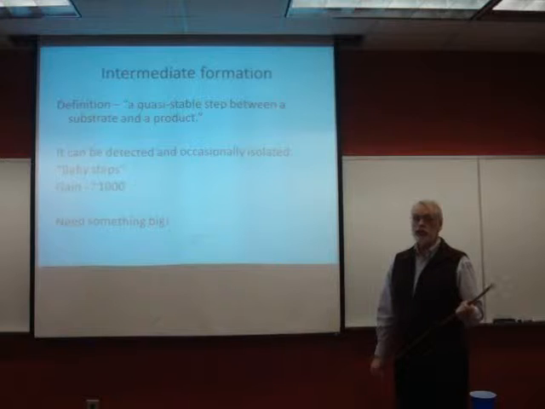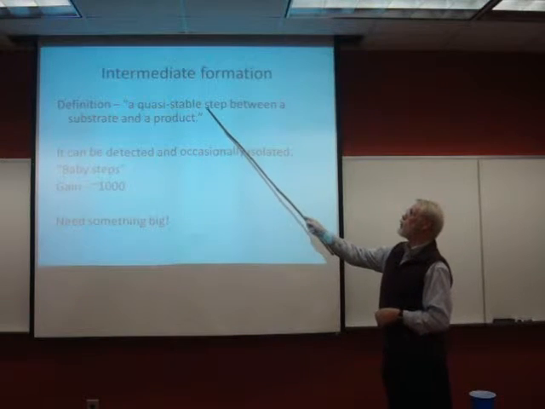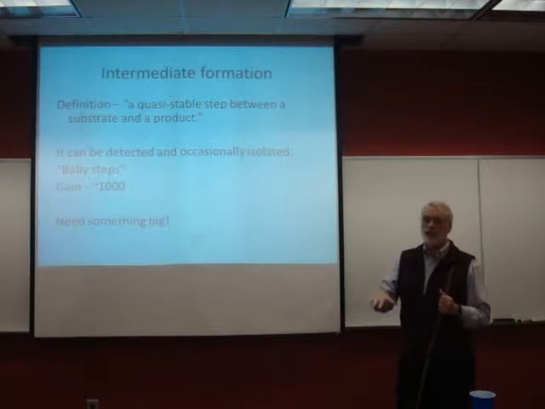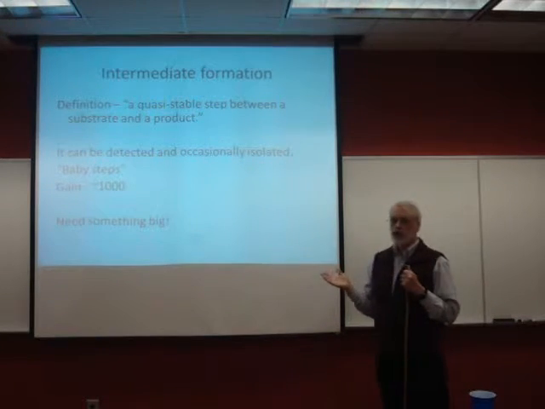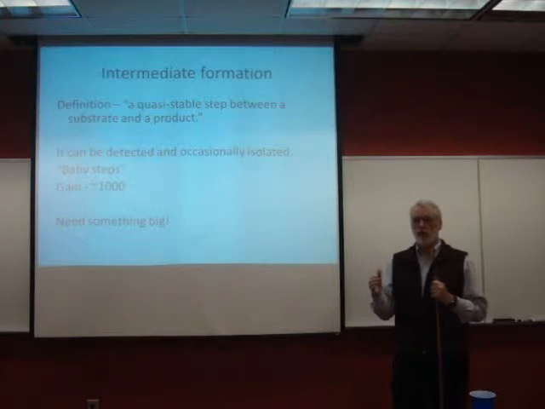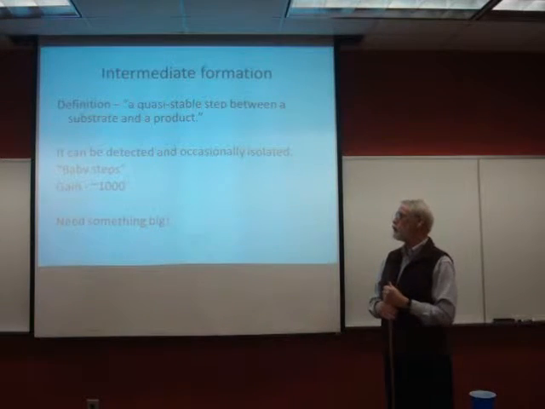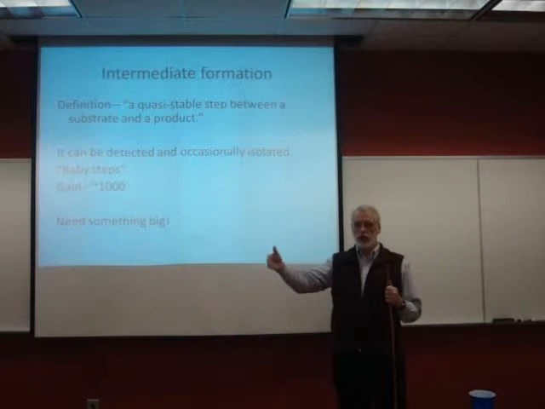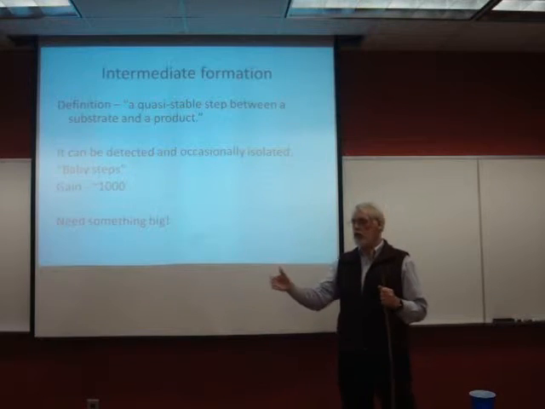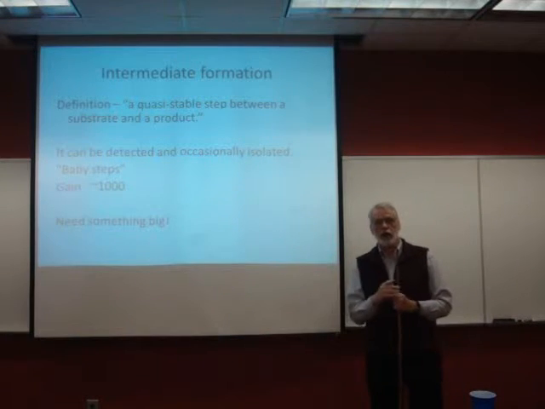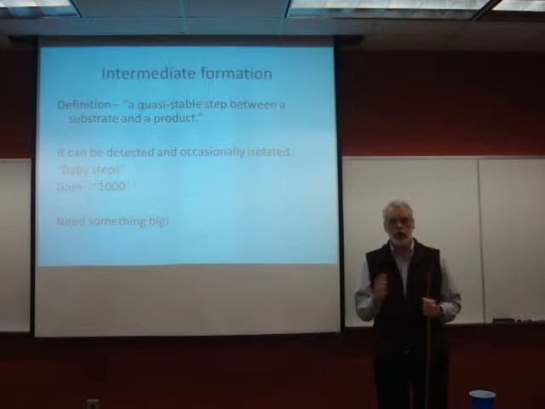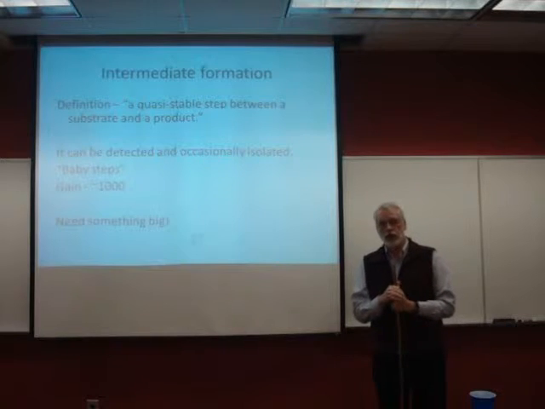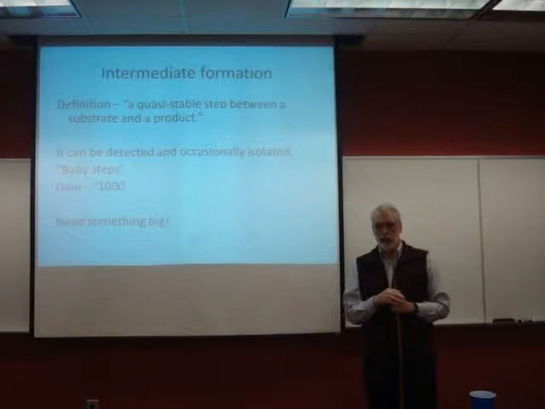So let's do some more definitions on this. An intermediate is a quasi-stable step between the substrate and product. It can be detected and occasionally isolated. Not guaranteed, but it happens in cases capable of doing this. And think about this as baby steps. We're just taking little simple steps, one step at a time, rather than trying to do it in one giant leap. And again, we're going to get a gain of around 1,000, which is okay. But we need a lot more than that. We really need something big to drive the reaction faster.